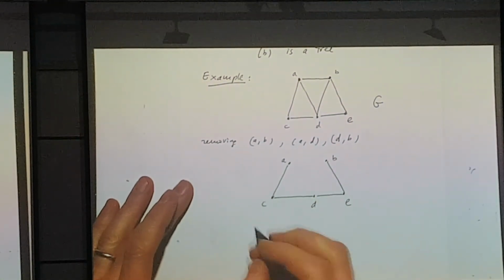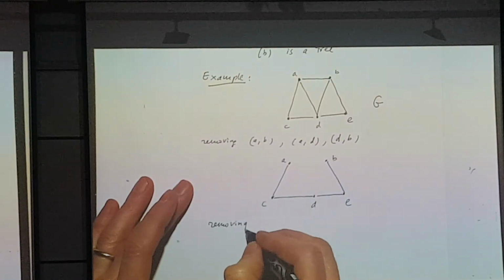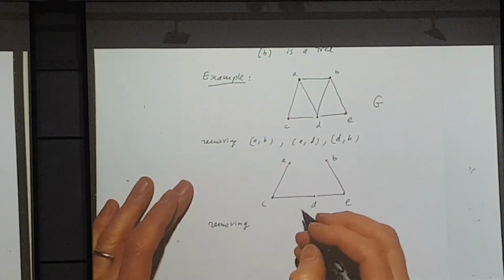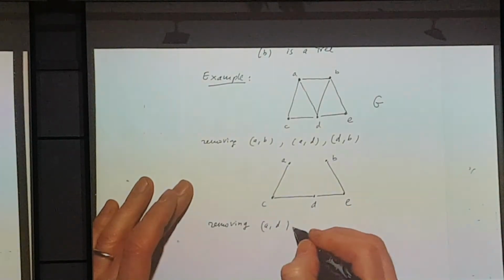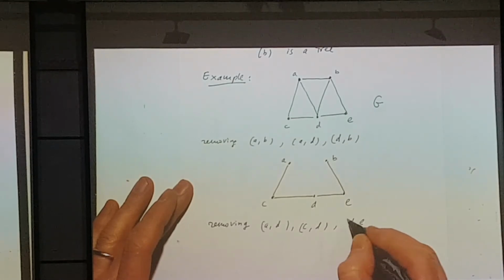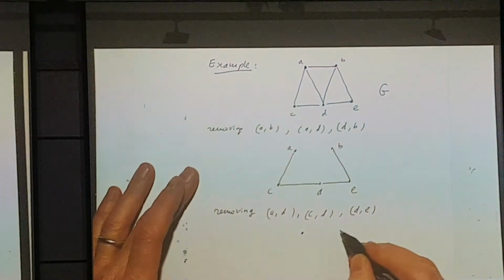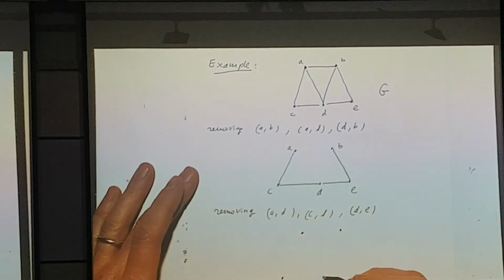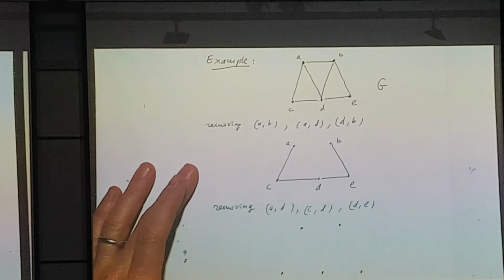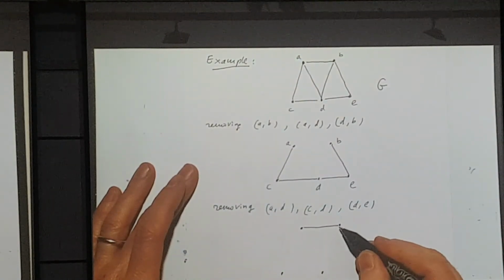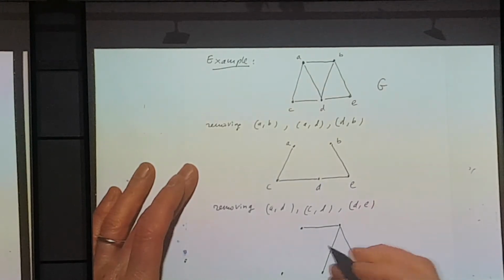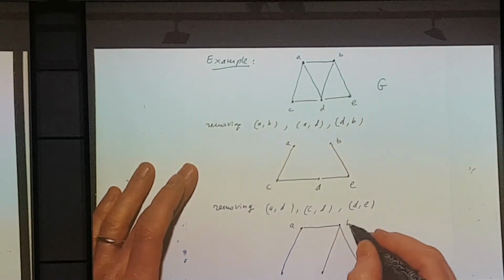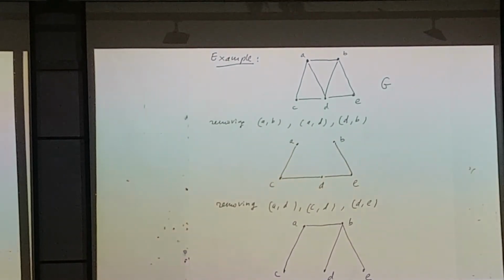For example, removing AD, CD, and DE, we'll get a different shape. We'll get this kind of tree. A, B, C, D, E. Still there, right? So again, it has the same 5 vertices and it's a tree. So it's a spanning tree. And I'll give you one more and then we'll move on.